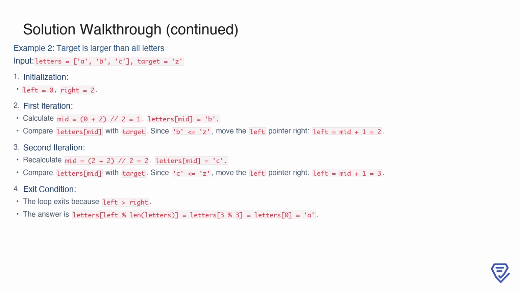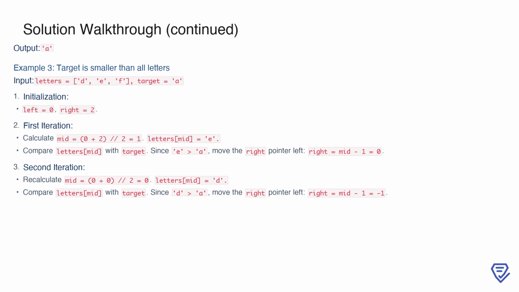Now, the loop exits because left is greater than right. To find the answer, we use the formula letters[left % len(letters)]. Substituting left equals 3, the result is letters[3 % 3], which is letters[0]. This gives us A as the output.